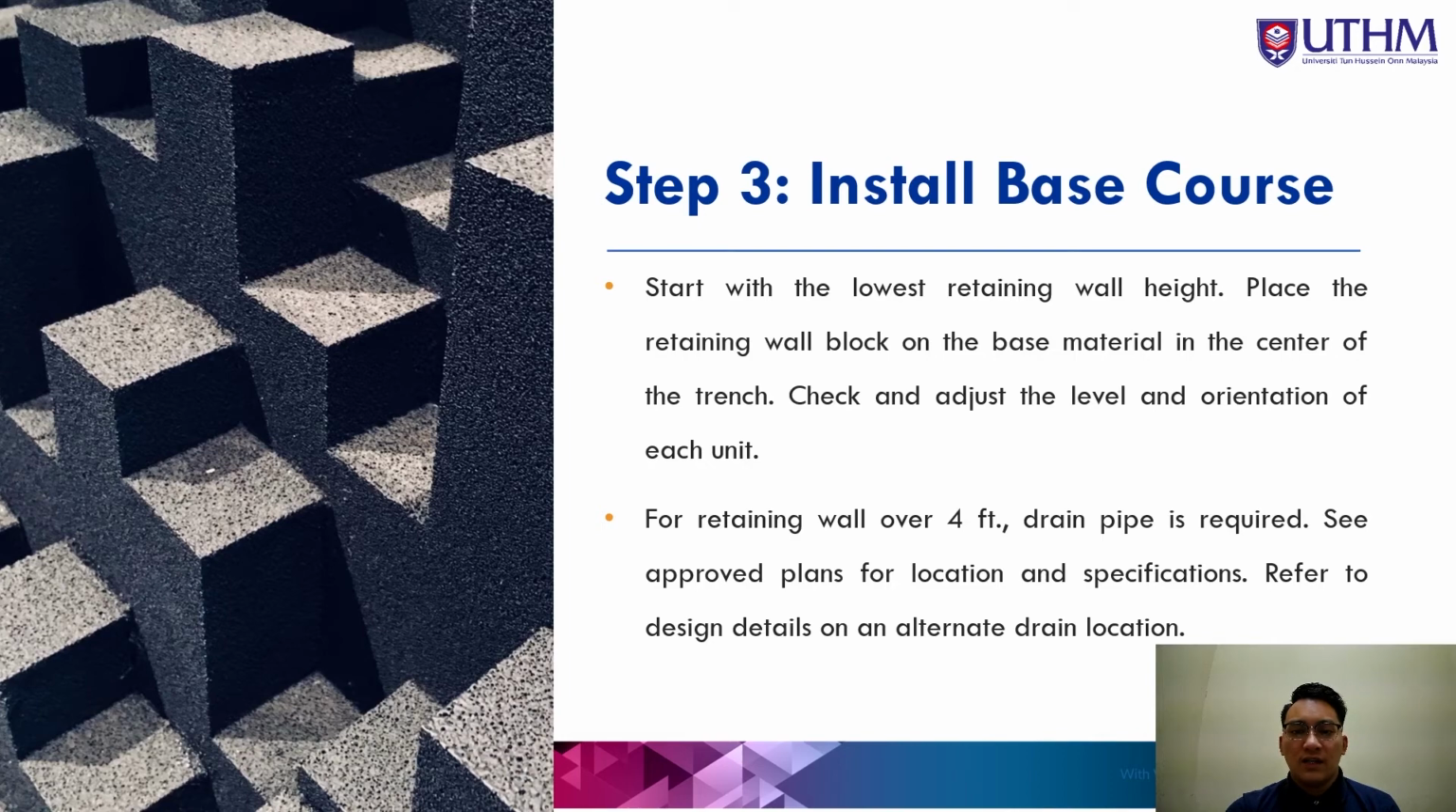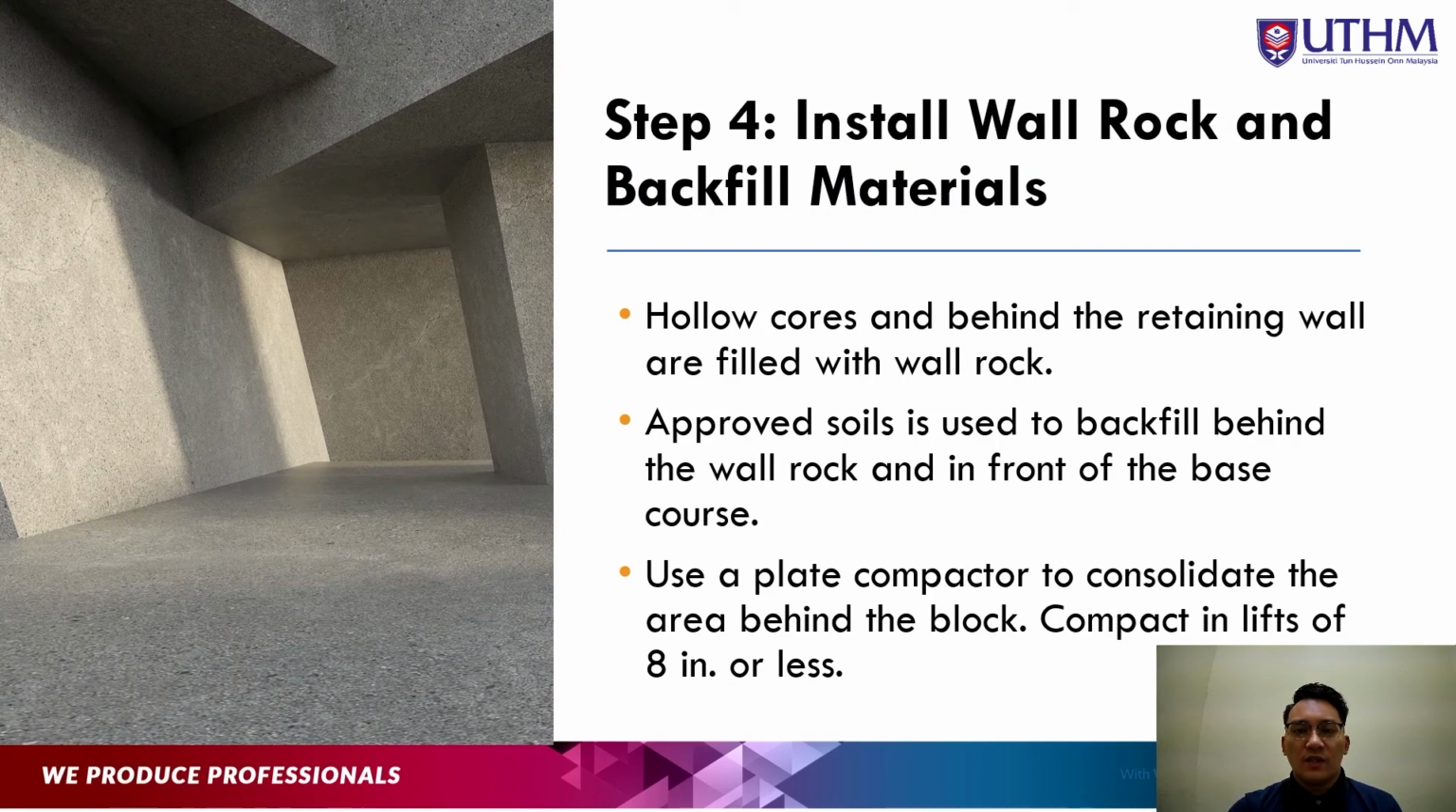Refer to design details on an alternate drain location. Step 4 is install wall rock and backfill materials. Hollow cores and behind the retaining wall are filled with wall rock. Approved soil is used to backfill behind the wall rock and in front of the base course. Use a plate compactor to consolidate the area behind the block and compact in lifts of 8 inches or less.